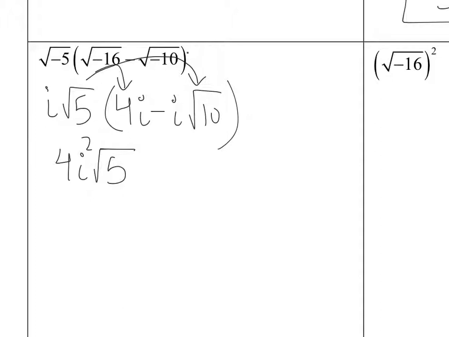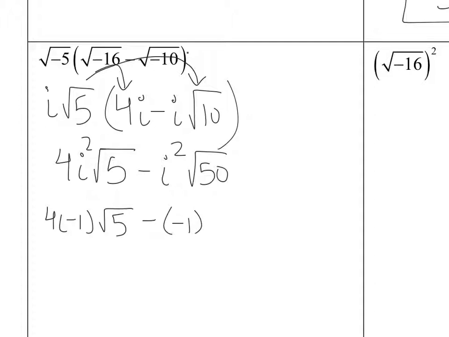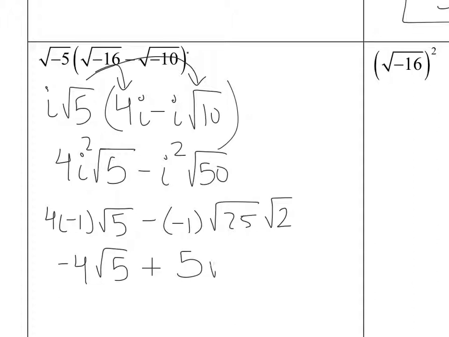Distribute. You have minus i squared times the square root of 50. That is not the answer. So now we have 4 times -1 times the square root of 5 minus -1 times the square root of 25 times the square root of 2, because I'm simplifying my square root of 50. So I get -4 square root 5 plus 5 square root 2.